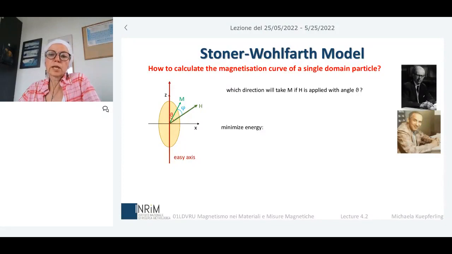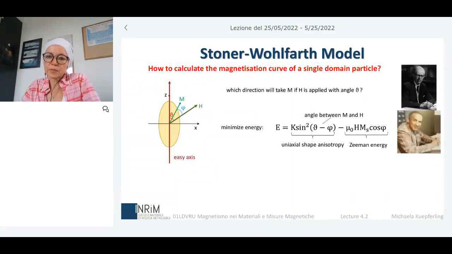Of course, in order to calculate this kind of hysteresis curve, we have again to minimize somehow the energy of this magnetic particle. And again, we consider two different types of energies. We have the anisotropy energy, and the Zeeman energy, the energy of the magnetic moment or magnetization of this single domain particle in the magnetic field.